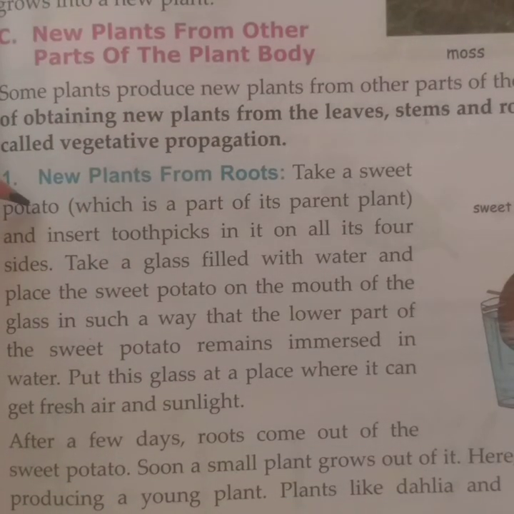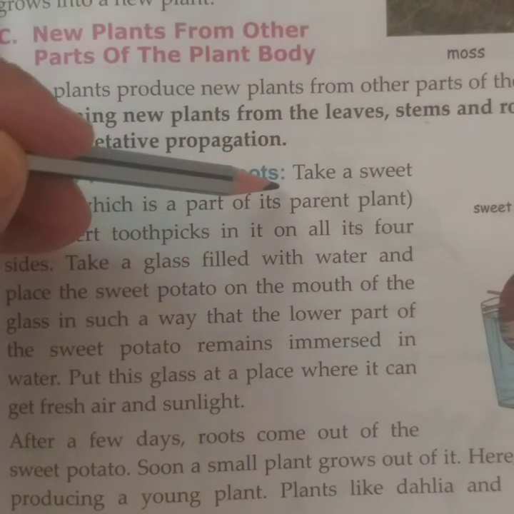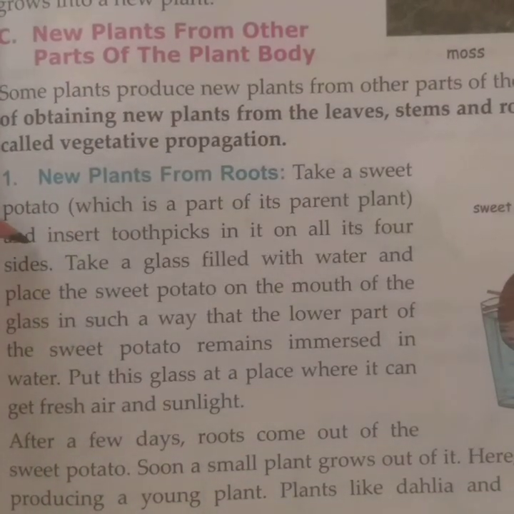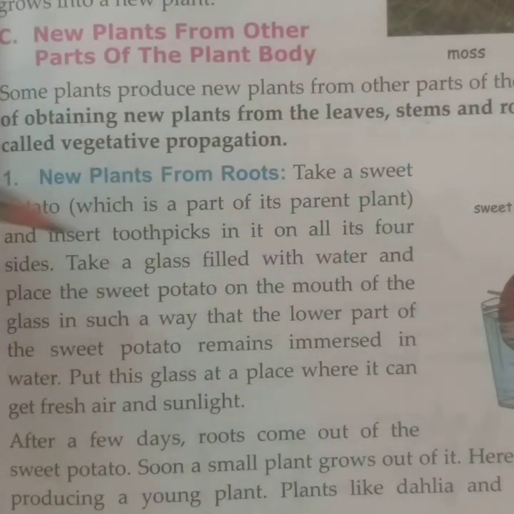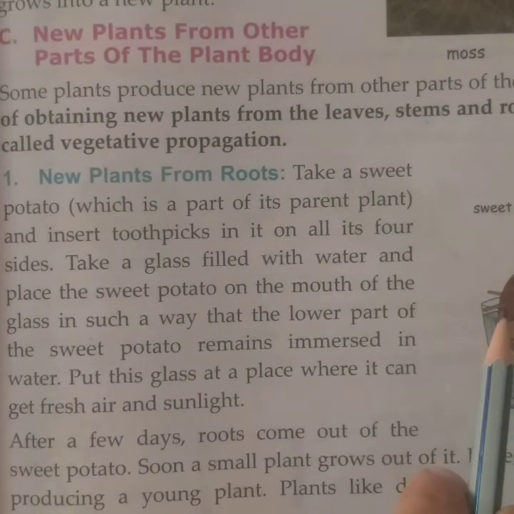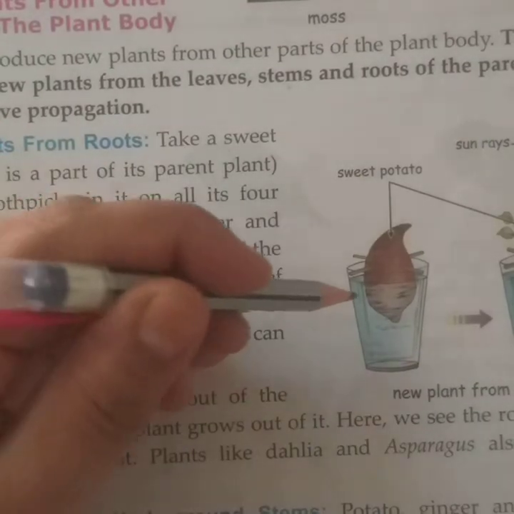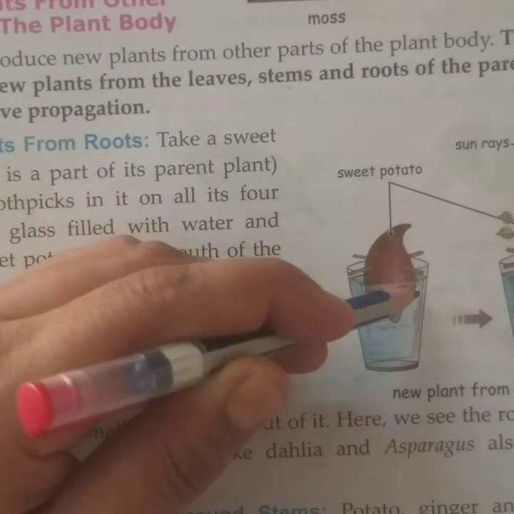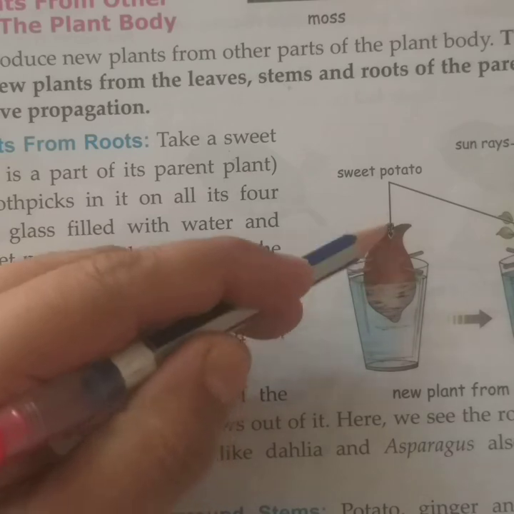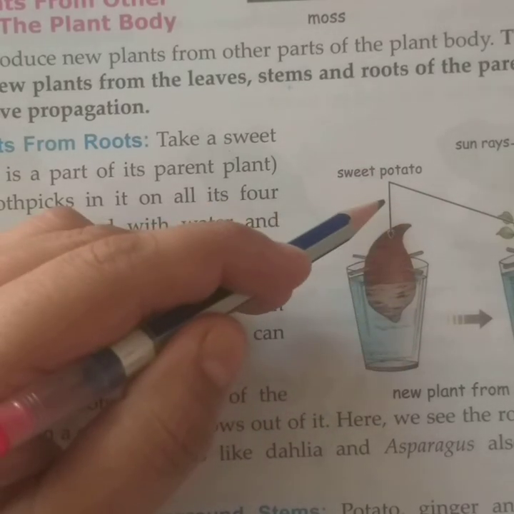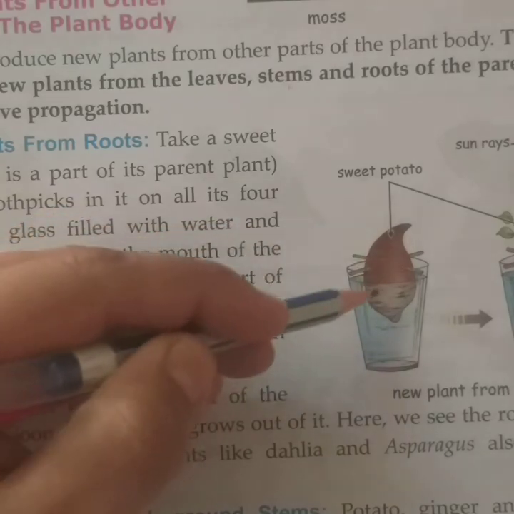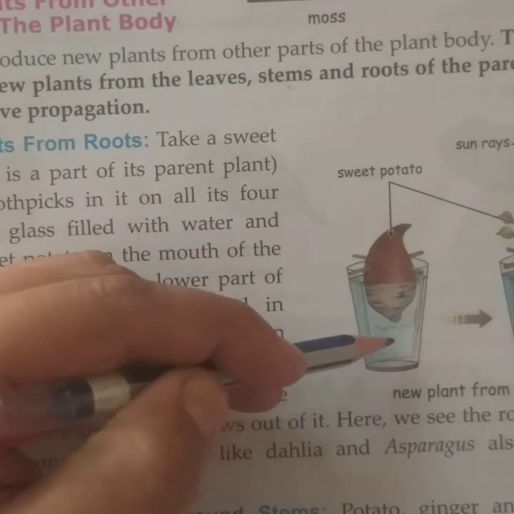Following this process, sweet potato can be grown. Take a sweet potato, which is a part of its parent plant, and insert toothpicks in it on all four sides. Here you can see the toothpicks are inserted on all four sides, as the whole sweet potato will not dip into the water. Half of the portion remains outside, hanging, and half remains inside the water.